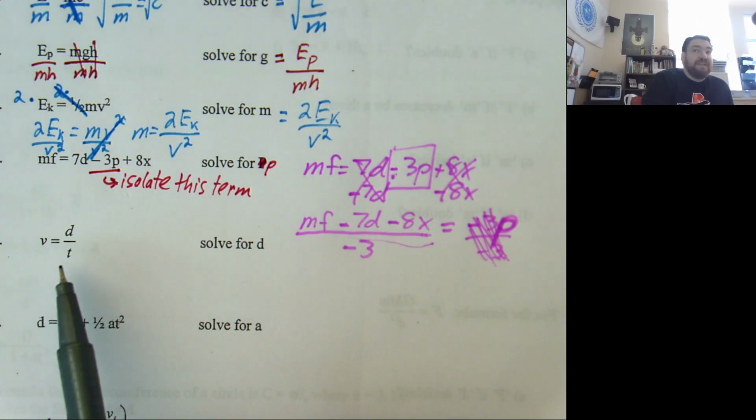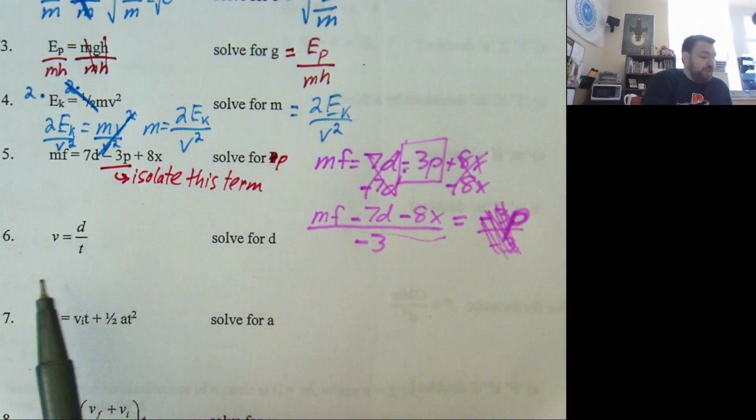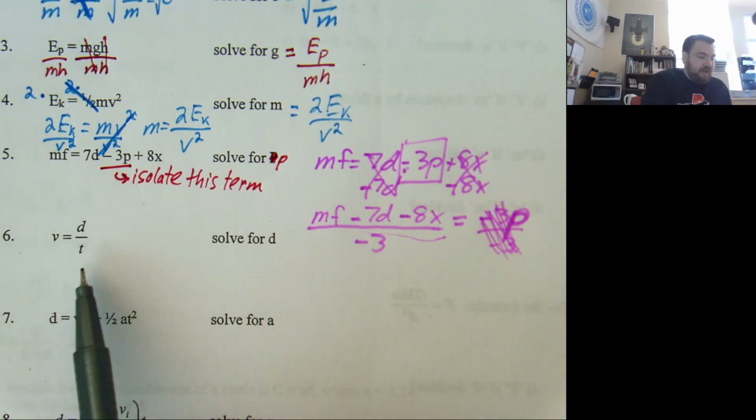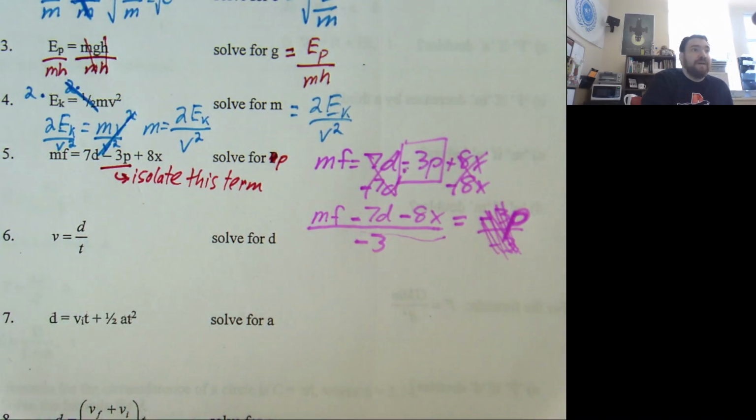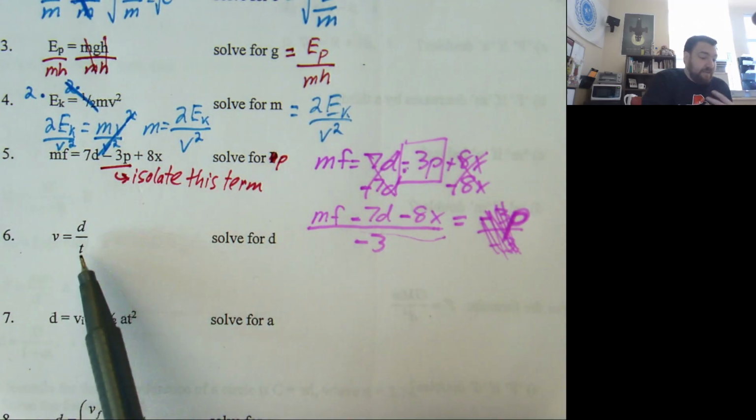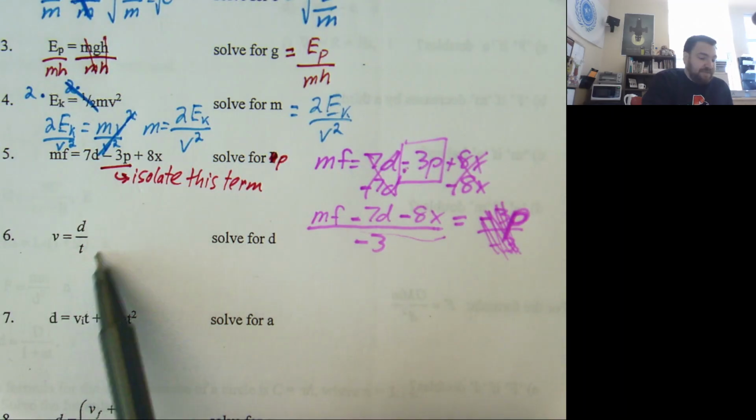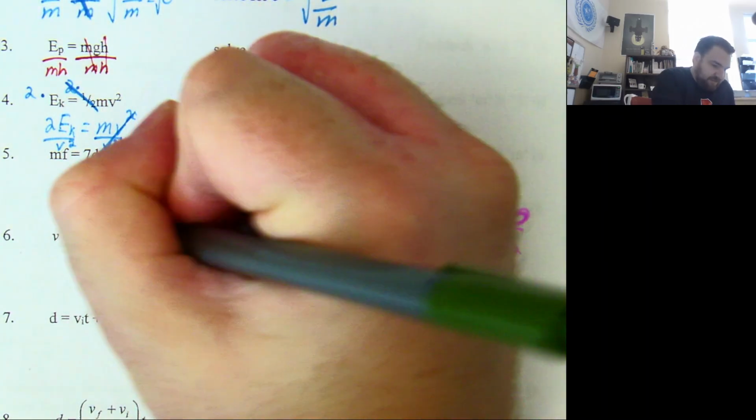Okay, next one, this is a simpler one again. There's only one term. It's d over t on this side and v on this side. And I want to solve this thing for d. So what do I have to do, Lena? Yeah, we're dividing d by t. So to get d by itself, we want to do the opposite of whatever's happening to it. So I'm going to multiply t on both sides.